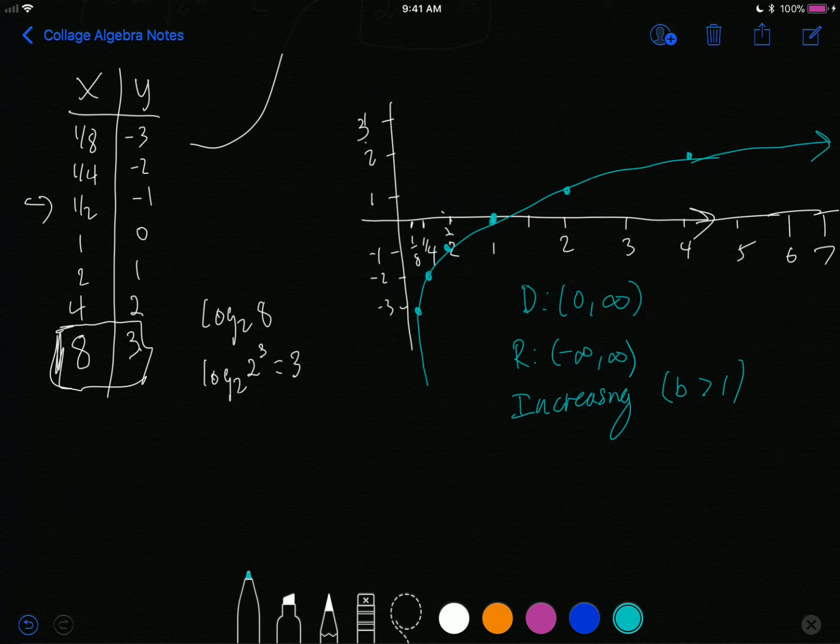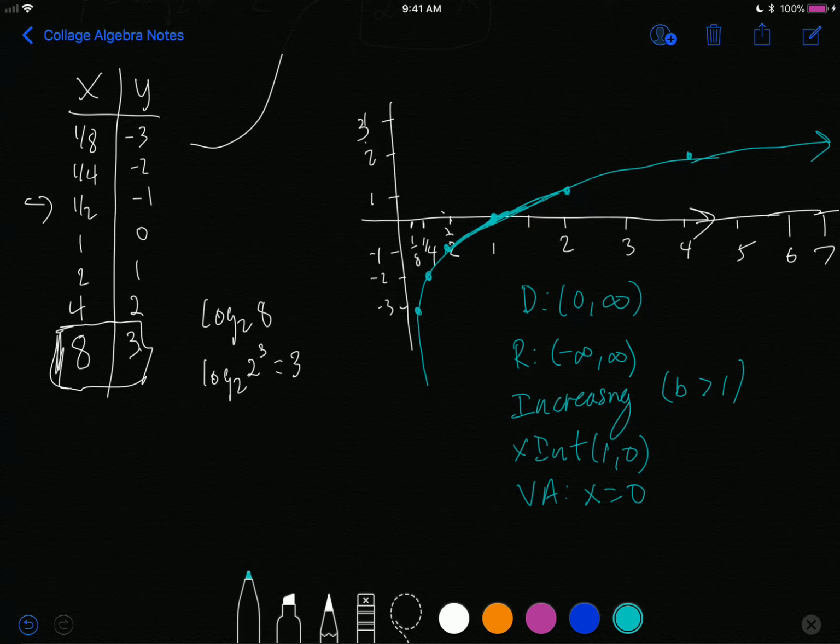Exponential functions have a y-intercept. Obviously, logarithms have an x-intercept at 1, 0. Oh man, I missed the x-intercept. It should go right through that point right there. And last but not least, exponential functions have a horizontal asymptote, so logarithmic functions will have a vertical asymptote, VA of x equals 0. Alright.